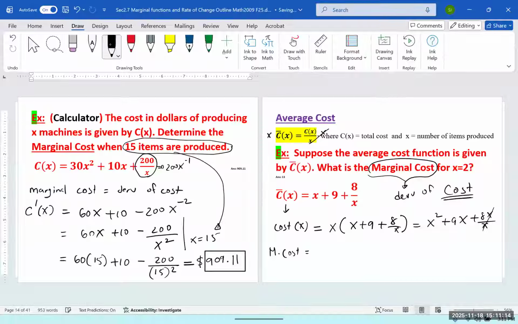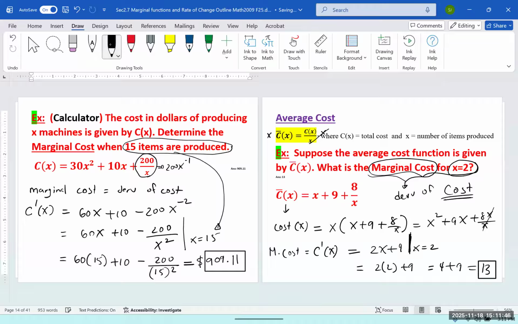Marginal cost is derivative of the cost function. So what's the derivative of our cost function? 2x plus 9. And they're asking what's the marginal cost for 2 items. So what do we do? We replace our x with 2 here. So 2 times 2 plus 9, which is 4 plus 9, which is 13 items. So this is a little bit tricky one. They gave us one information, but they want us to give them a totally different information.